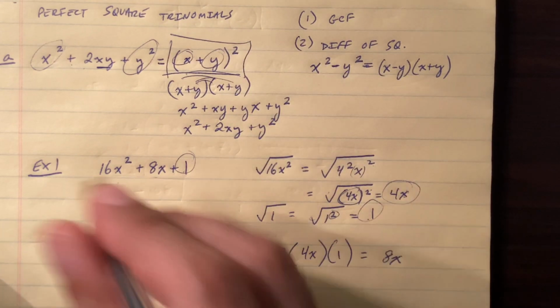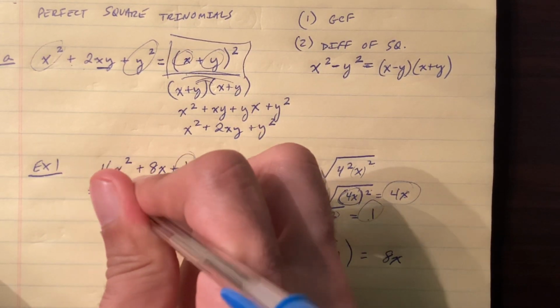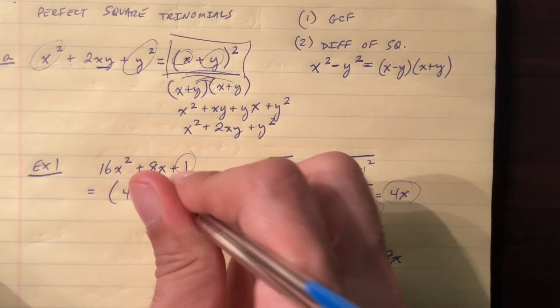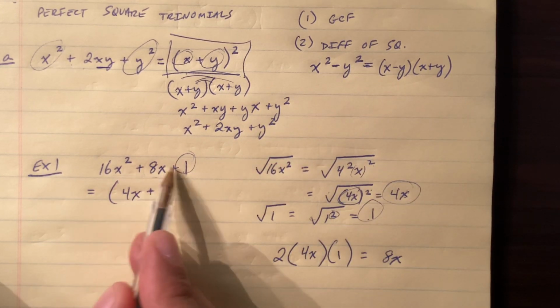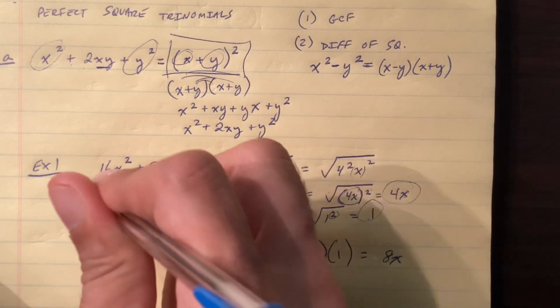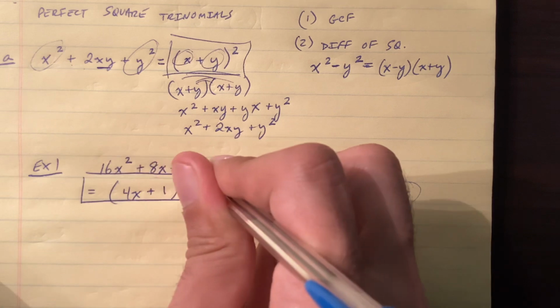Our x that we found is 4x. Our y that we found is 1. We have a plus in this case because both are positive. And we square it. And this is our answer.